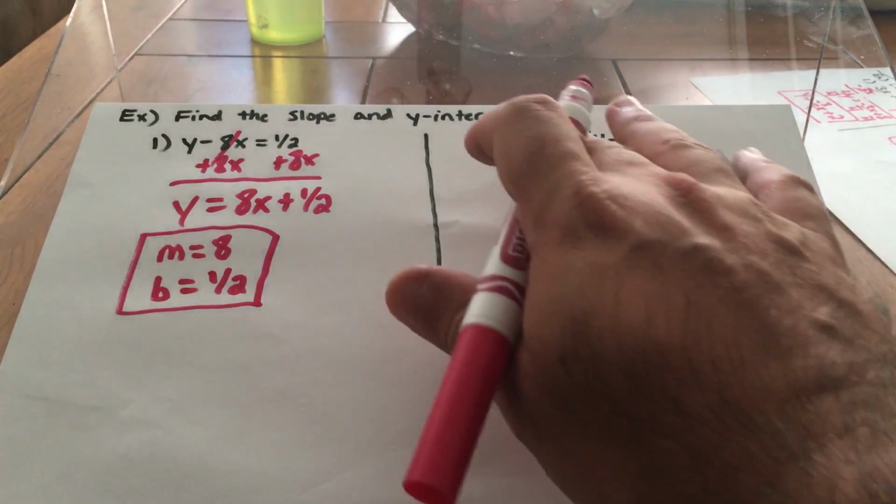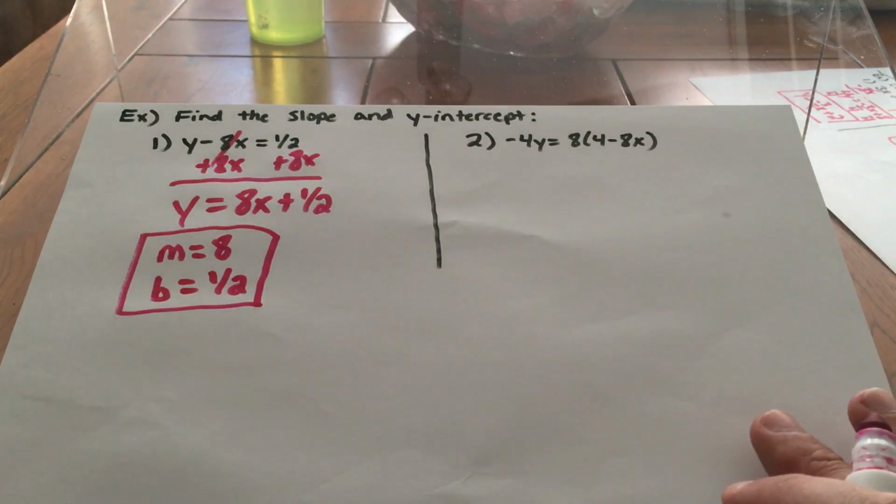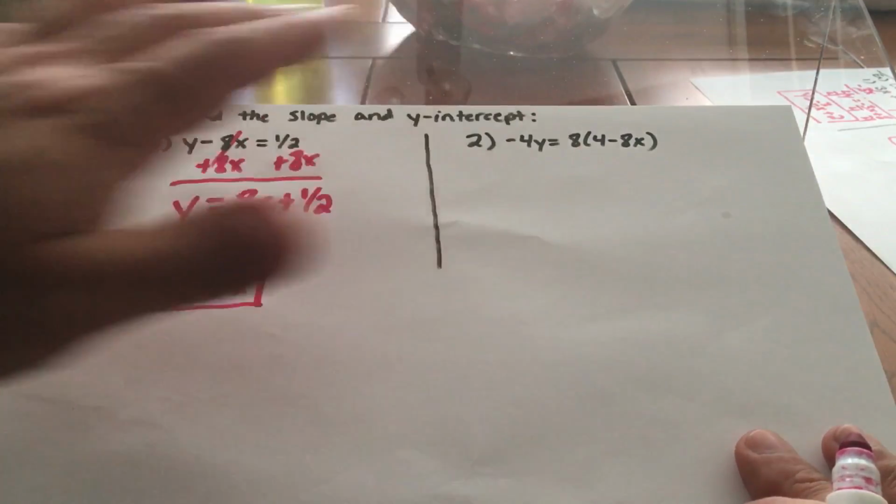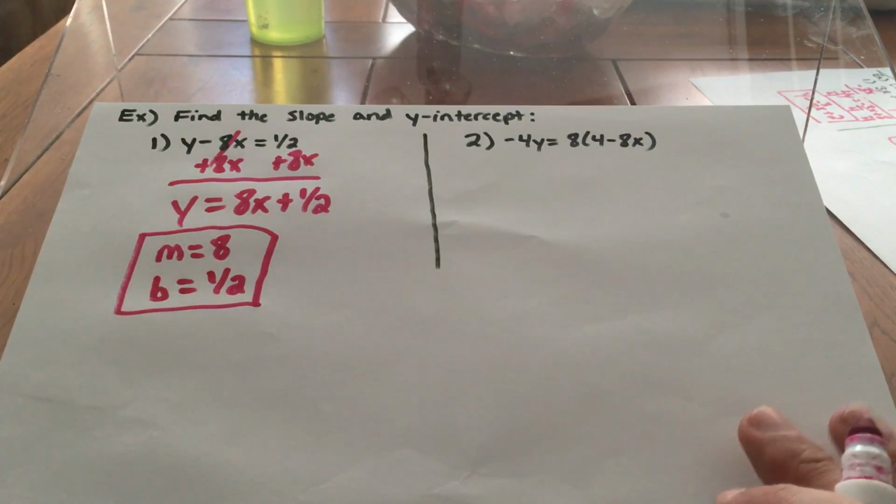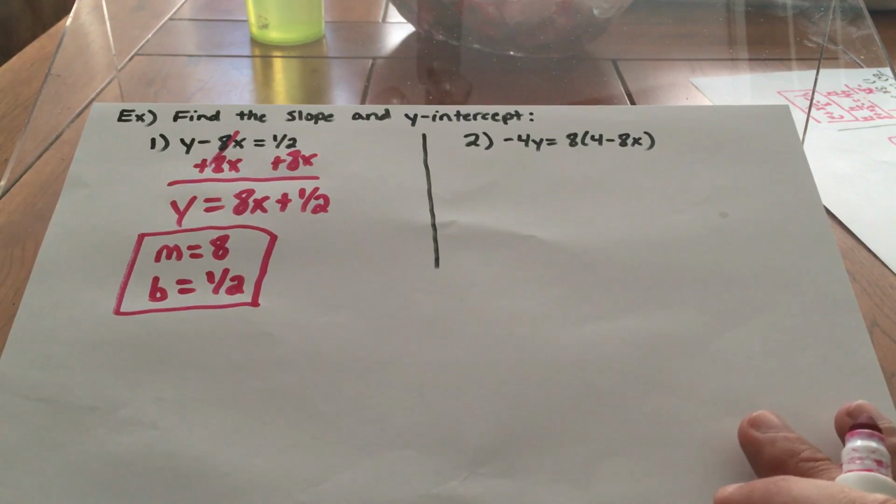Now take a second on number 2 and see if you can do the same thing here. Solve for y, then find m and b. Pause the video, and then I'll be back in a second to explain.